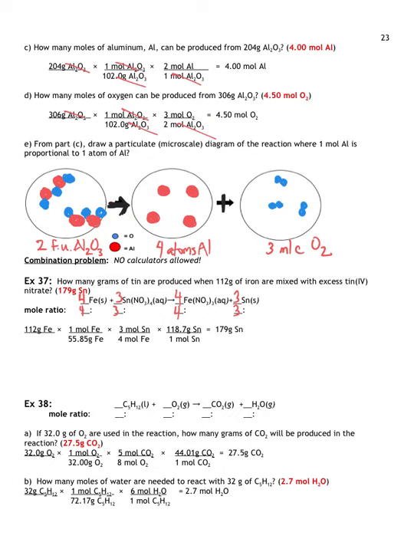So just a quick summary of how this all works. I do want to make sure you're seeing that all you're doing is using these converters. So this is the molar mass of iron. This is the mole ratio between tin and iron. And then this last one is the molar mass of tin.